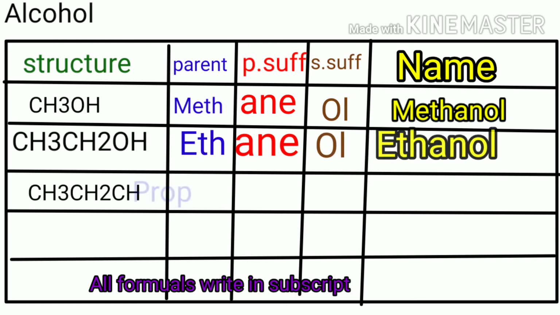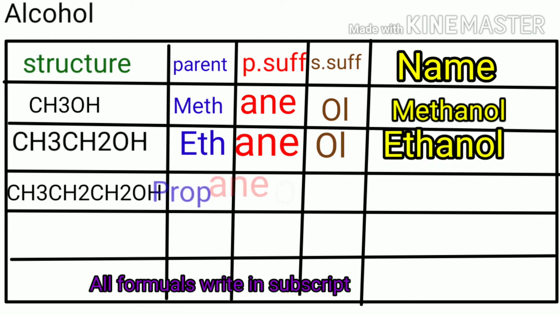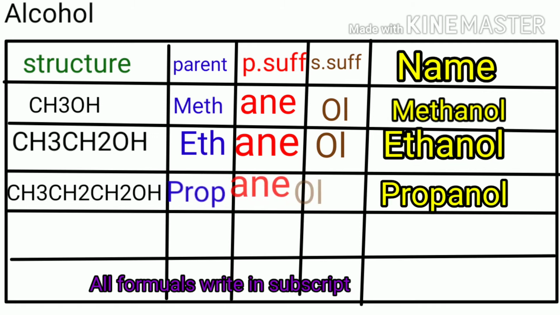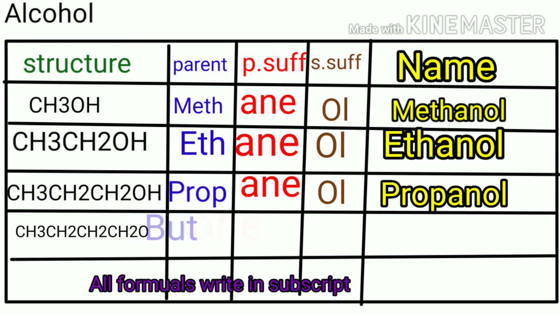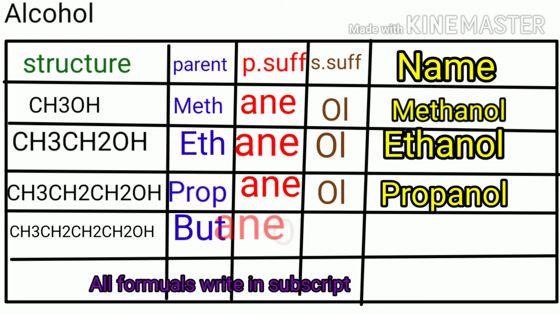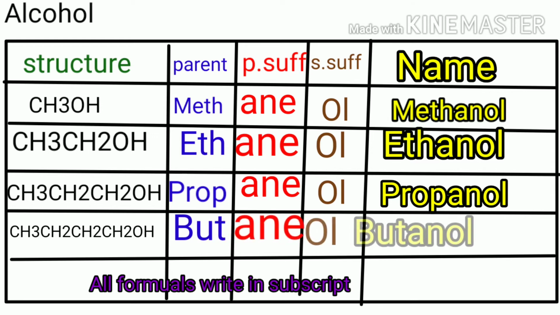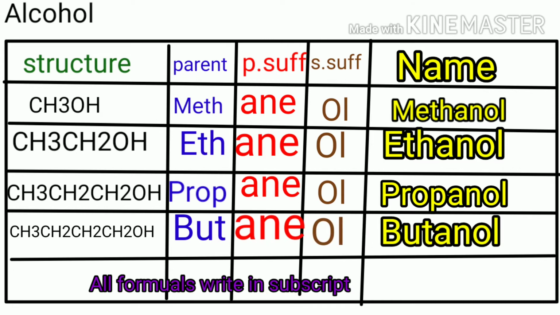Then second, CH3CH2OH. Number of carbons 2, so eth plus ane plus ol, ethanol. The third one has number of carbons 3, so prop plus ane plus OL, propanol. Then the fourth one has number of carbons 4, so but plus ANE plus OL, butanol. All formulas are written in subscript only.